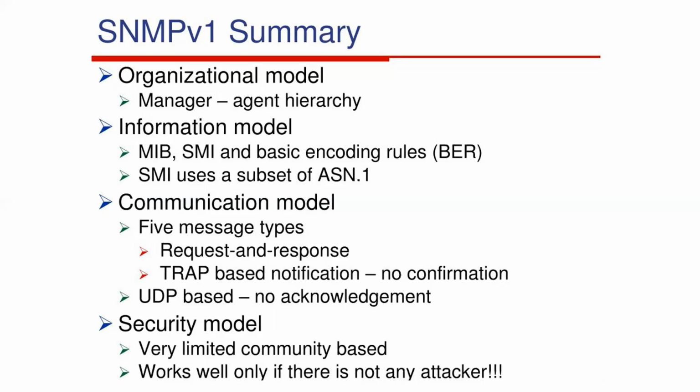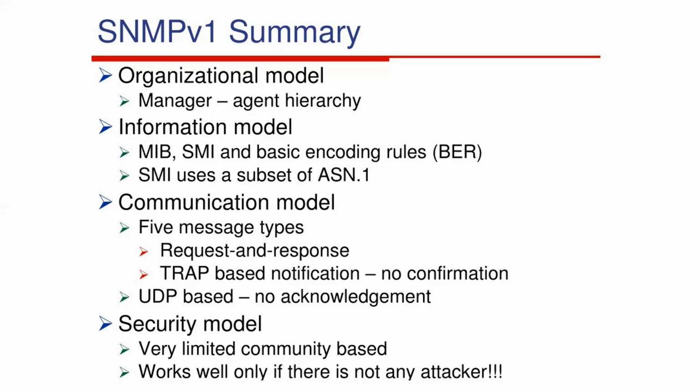For example, it supports only 32-bit counters and has poor security features. These are all the problems, drawbacks. And then a community string is the only security method in SNMP version 1. Then the latest version has addressed many of these problems. It's a small understanding about SNMP version 1.